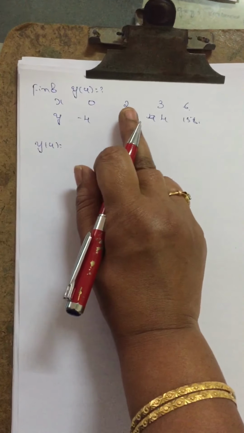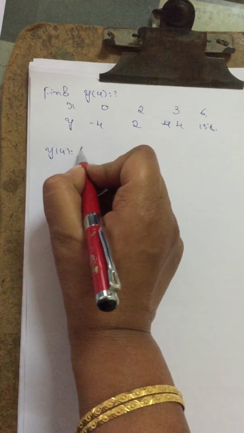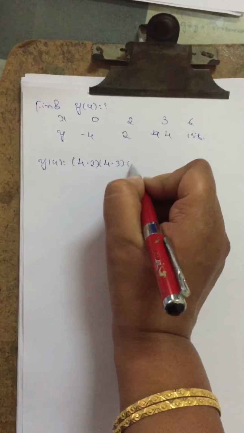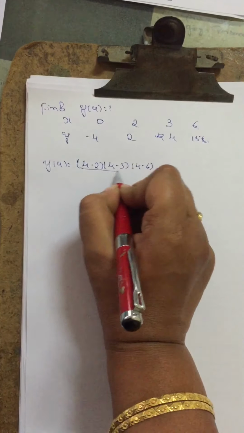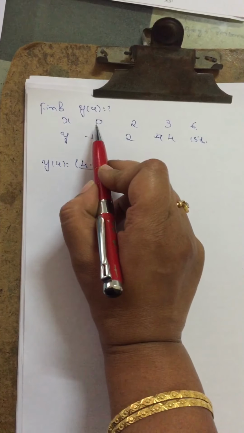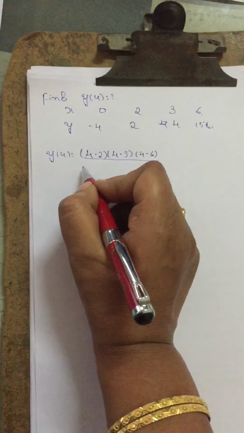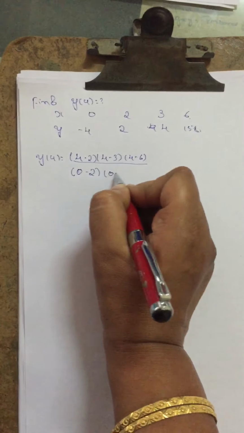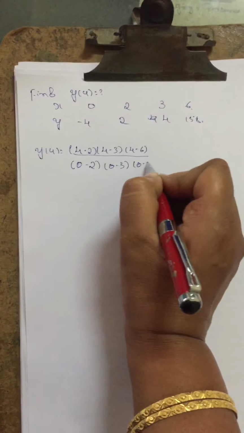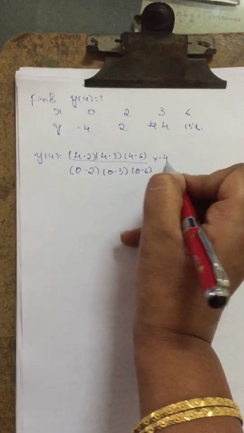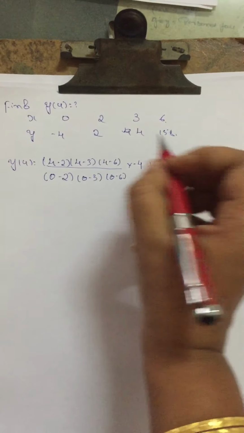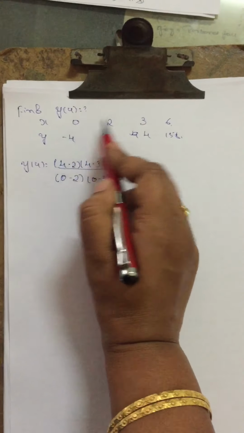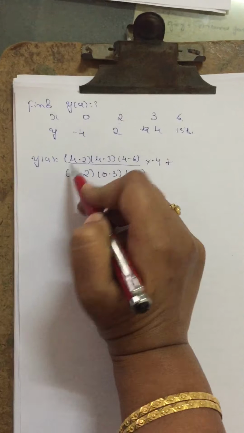This 4 is subtracted with 2, 3, 6. That is 4 minus 2, 4 minus 3, 4 minus 6, divided by, in the denominator, we neglect 0 in the numerator, so in the remaining terms we subtract with 0. That is 0 minus 2, 0 minus 3, 0 minus 6, into minus 4. Simplify, we get one term, plus. In the second term, neglect the second value 2. The remaining 0, 3, 6 are subtracted from 4.